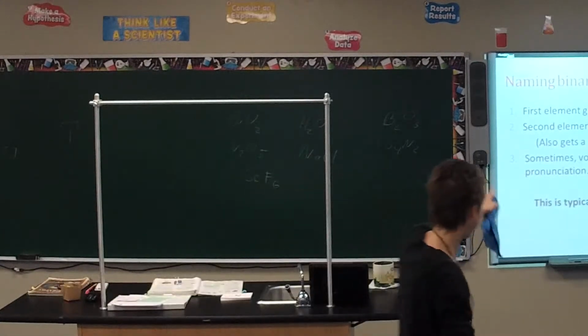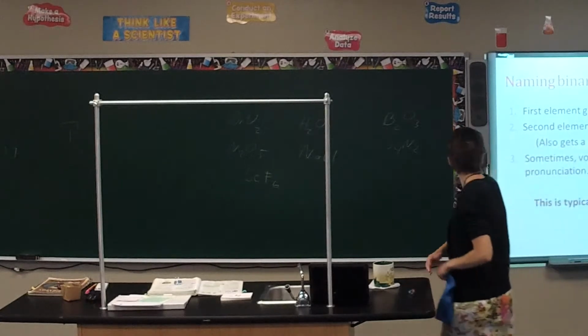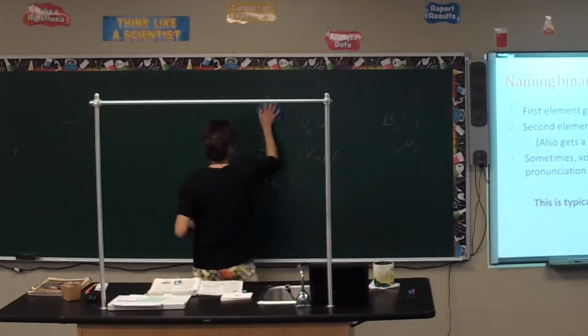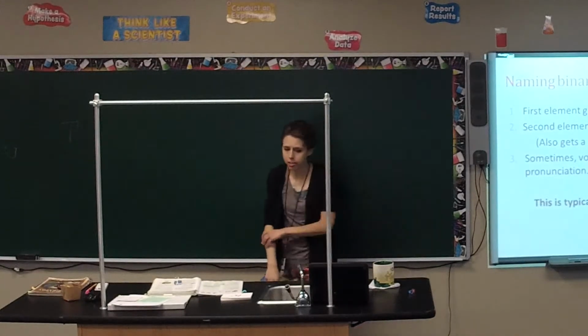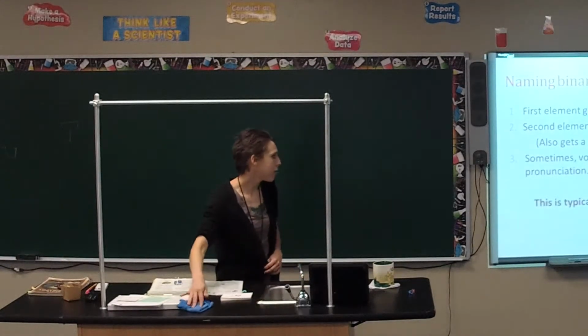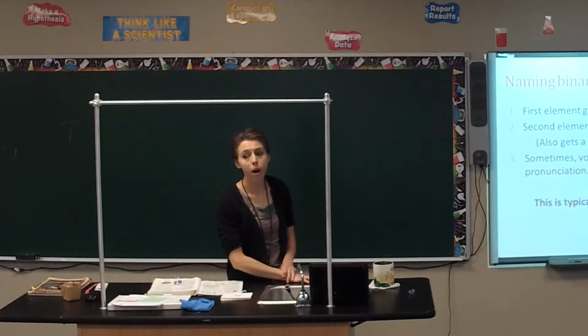Alright, so here's the rules for naming a binary molecular compound. The first element gets a prefix if it needs it, but other than that, it's just its name. The second element ends in -ide. It also gets a prefix if it needs it. Sometimes vowels are dropped to aid in pronunciation. Now, do you have to include mono, Chris?